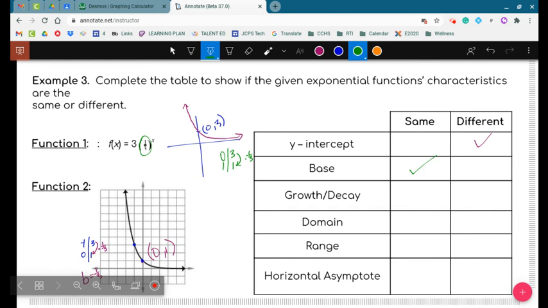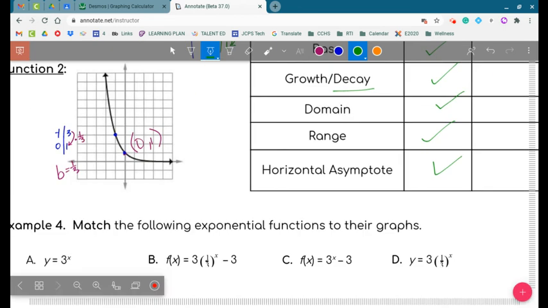They are both going down, so they are both decay. Domains are always the same. Our range, they are both y is greater than 0 because they both graze at y equals 0 and go up. So the range is the same, and that means their horizontal asymptote is the same. Okay, let me know if you guys have any questions. The base, we were really identifying it from a graph. We're going to talk about that more in the second part of this unit.